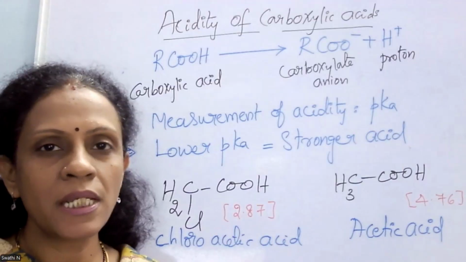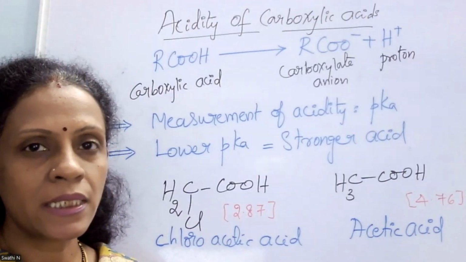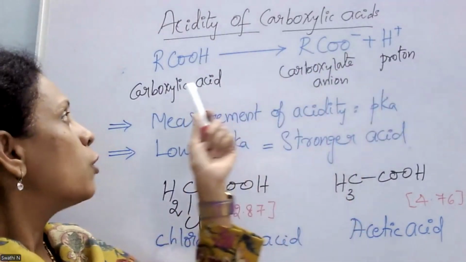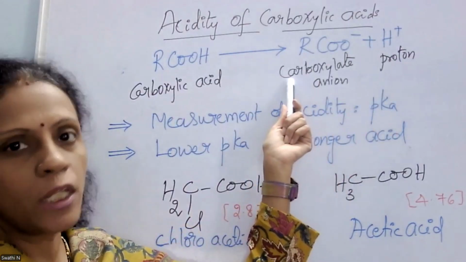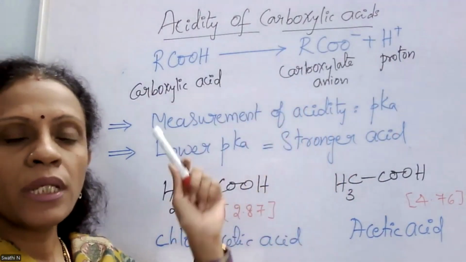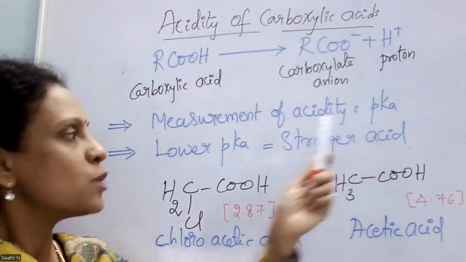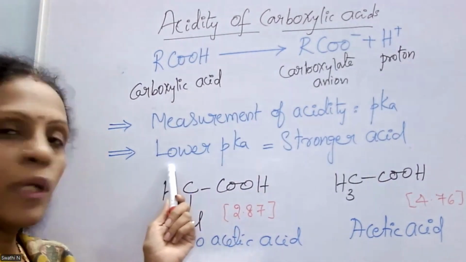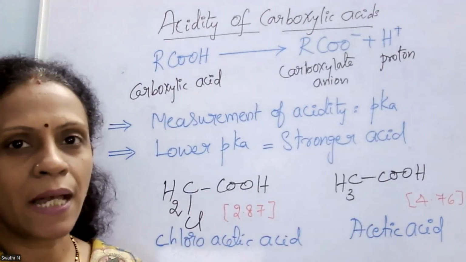We know that carboxylic acids are acidic in nature. The acidic property of carboxylic acids is mainly because of their ability to lose protons. So carboxylic acids will lose protons and give the corresponding carboxylate anion. The acidity of carboxylic acids is expressed in terms of pKa. The lower the pKa value, the stronger the acid. Let us consider an example for this.